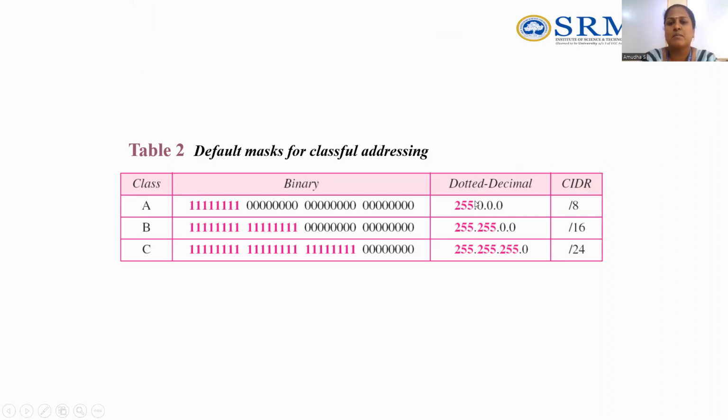Coming to the class A address, the default subnet mask is 255.0.0.0. It is a /8 CIDR value. Whereas in class B, the first sixteen bits are having one. So 255.255.0.0. The CIDR value for class B address is /16. Similarly, in a class C address, the first three bytes are having the value 1, so that is used for the net ID. The last one byte is used for the host ID. So the corresponding default mask for class C address is 255.255.255.0. The CIDR value for this is /24.